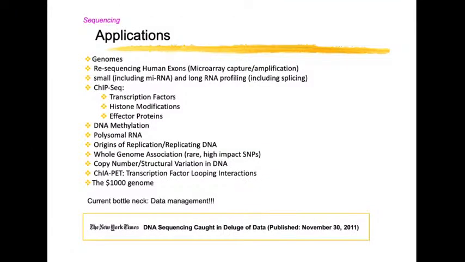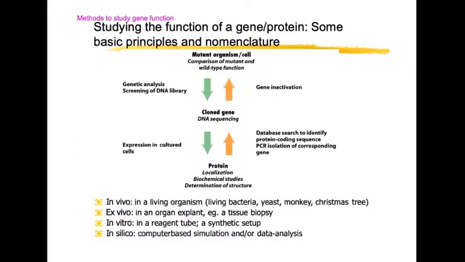So these are the applications. They could be helpful for genomes, resequencing, human exons, long RNA profiling, ChIP sequencing, DNA methylation, polysomal RNA, and they cost around $1000 per genome sequence.